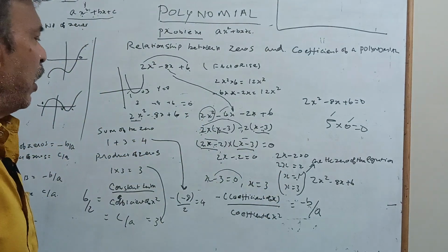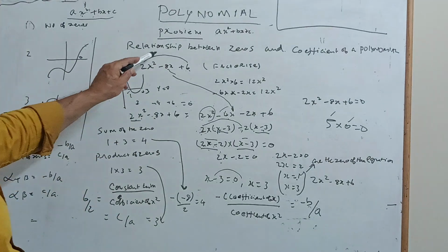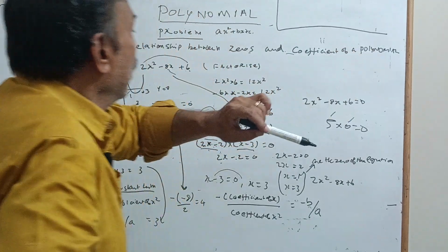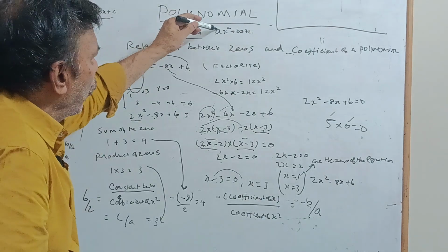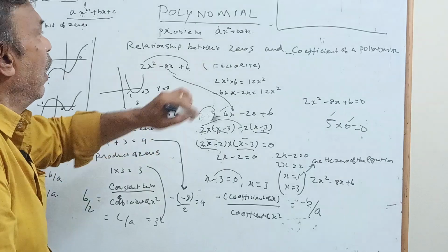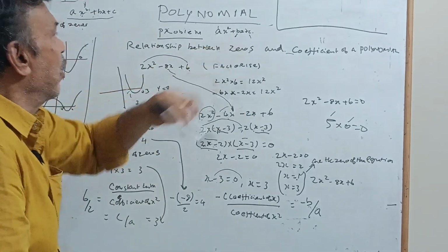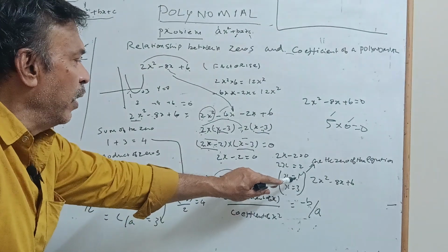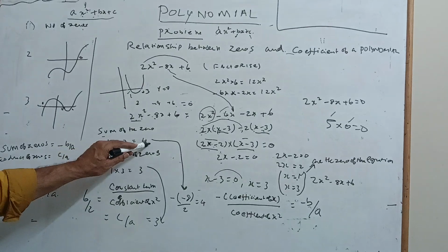Now the very important thing comes now. What I have said is there is a relationship between the zeros and coefficients of the polynomial. What is the coefficient of a polynomial? This a is the coefficient of x squared. This b is the coefficient of x. This c is the constant term. Now you know there are two zeros, 1 and 3. Now you add the zeros, so the sum of the zeros is 1 plus 3 equal to 4.